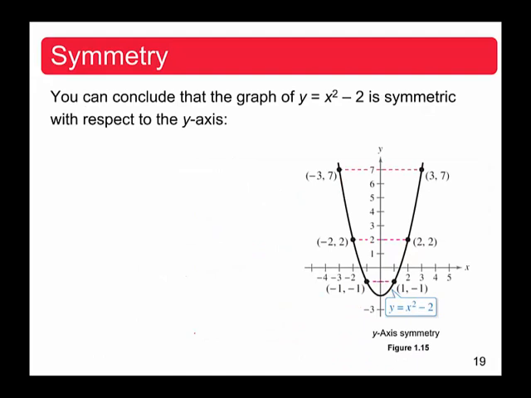And now let's take a look at this. So we have the equation y equals x squared minus 2. It's symmetric with respect to the y-axis. But we could prove this. As you can see, you can just come up with the ordered pairs.